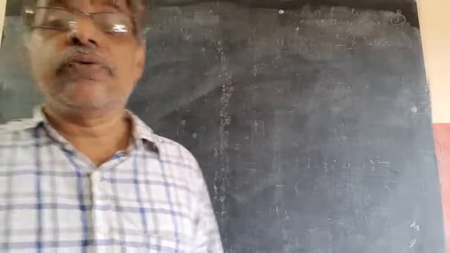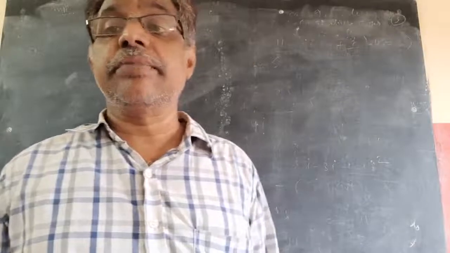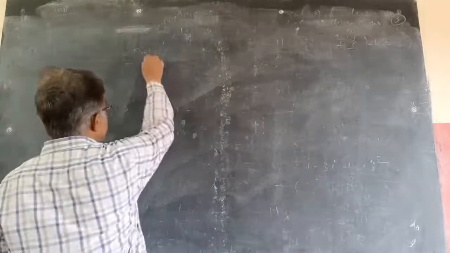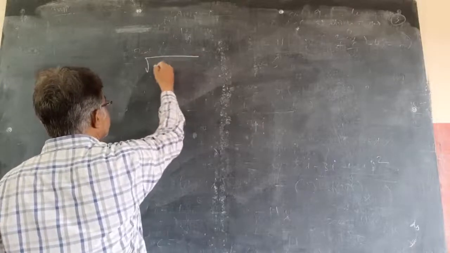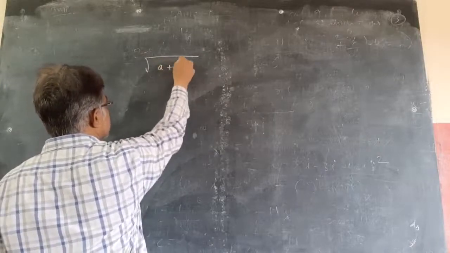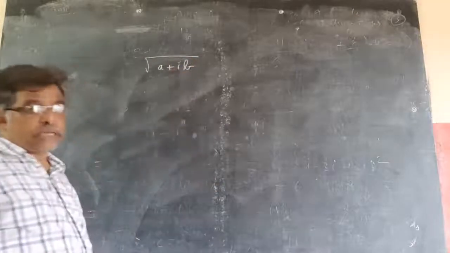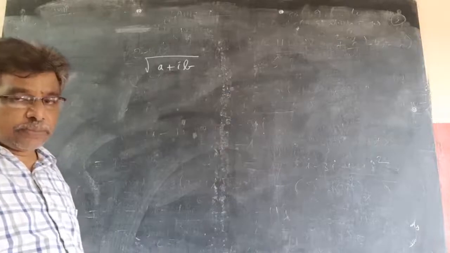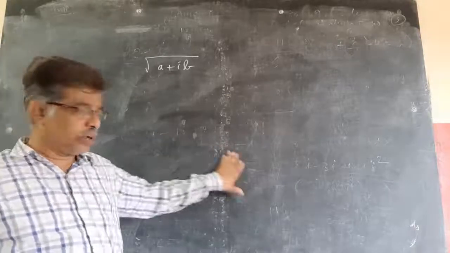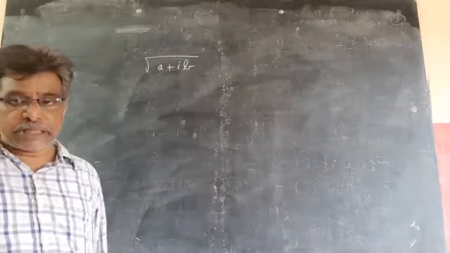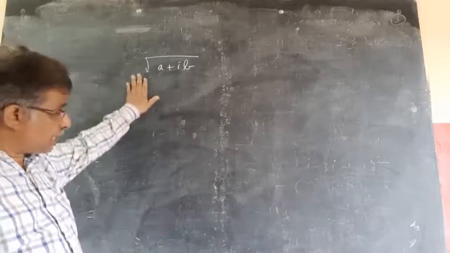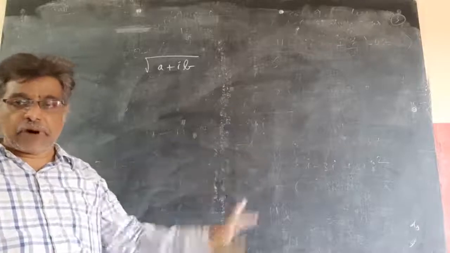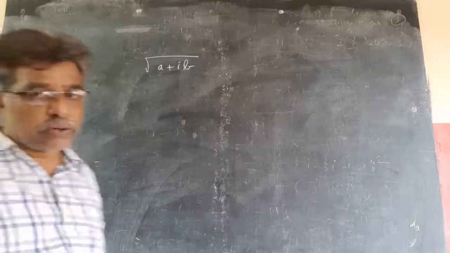Next we will learn how to find the square root of a given complex number. So I want to find the square root of a plus ib. How to find it? I will tell you the procedure. If you want, you can learn the procedure and apply it for the sums. Or after I find the root of a plus ib, you will get a result, so use that result as a formula directly and find the square root. That is your choice.